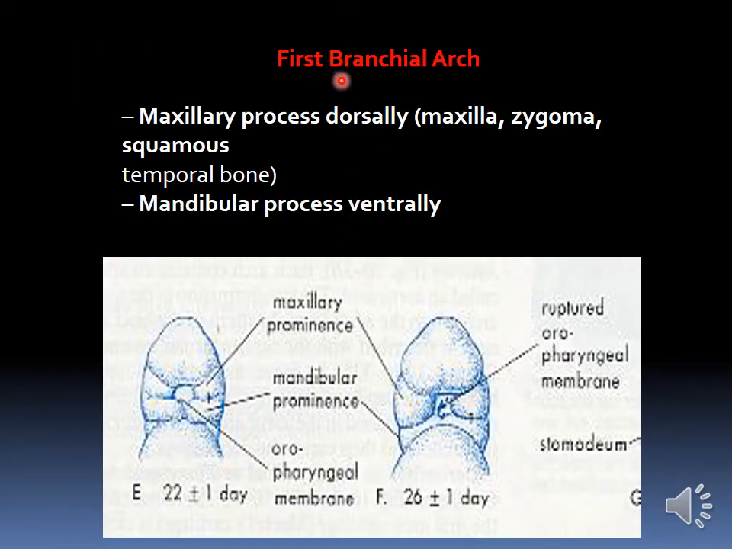Now, each of these arches gives certain structures. For example, the first pharyngeal arch, or branchial arch, which is the other name of the pharyngeal arch, is named the mandibular arch. It gives the maxillary process and mandibular process. This is the maxilla and mandible on both sides. They are derived from the first pharyngeal arch.